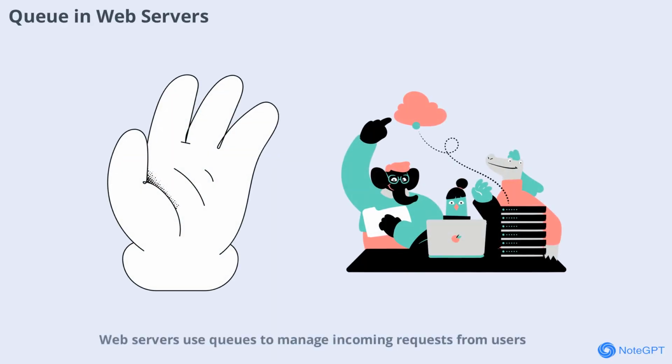Web servers use queues to manage incoming requests from users. Each request is placed in a queue and processed in order, ensuring that every user receives a timely response. This approach helps web servers handle high traffic and maintain reliability.